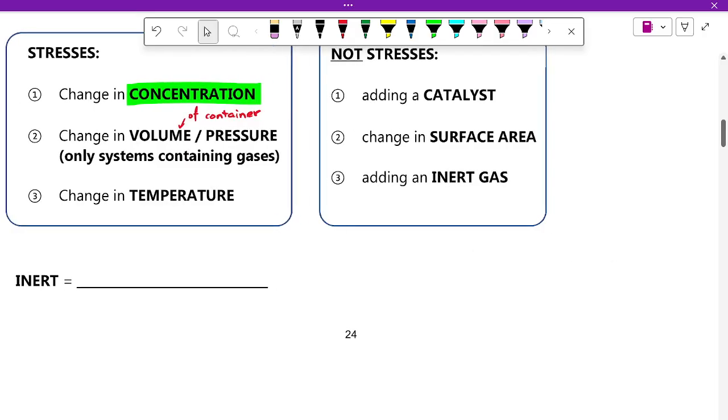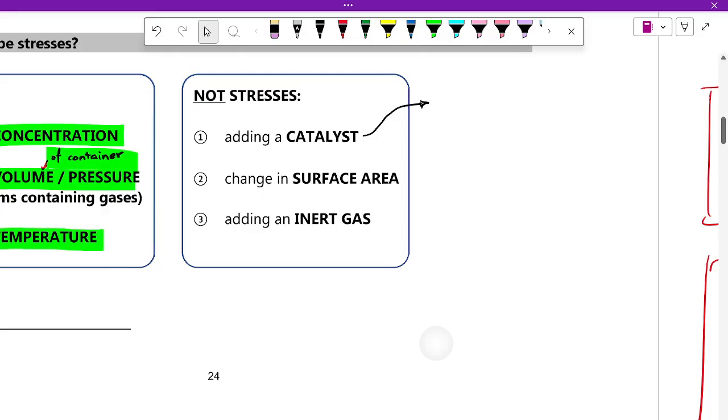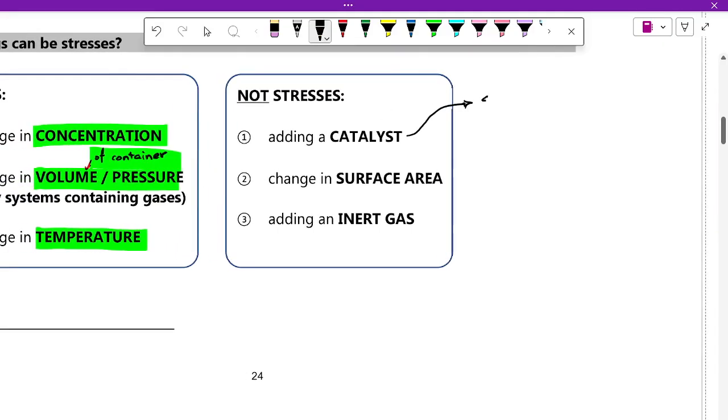And of course, we know that temperature changes rate. So it's going to change the position of the equilibrium. Now, things that are not stresses. Adding a catalyst speeds up both reactions the same amount.